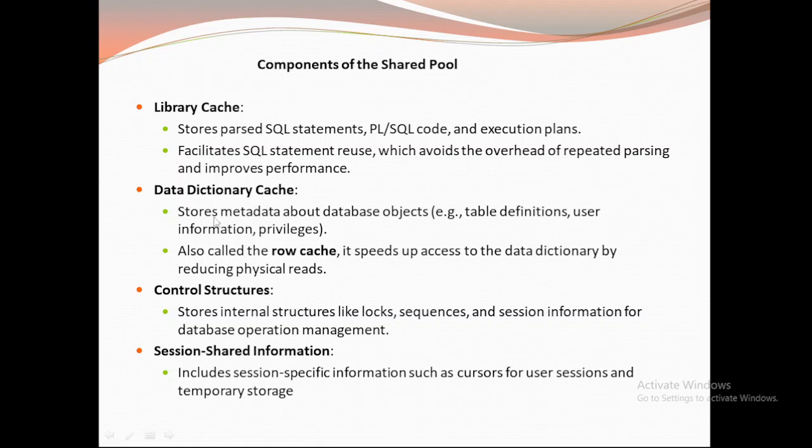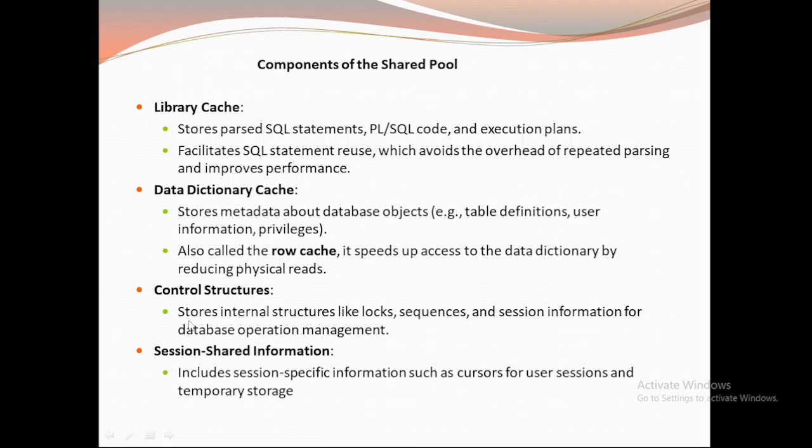Data dictionary cache: it stores the metadata of database objects like table definitions, user information, and privileges. It is also called the row cache. It speeds up access to the data dictionary by reducing physical reads. So the data dictionary cache stores the information about database objects.